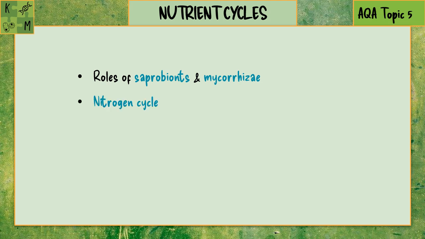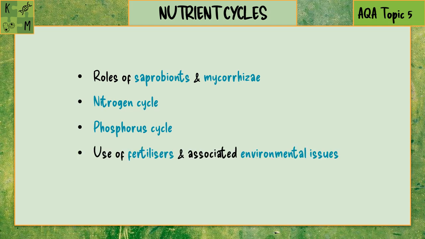Hi everyone, today we'll look at nutrient cycles from AQA topic 5. So within this section, we'll start off with looking at the role of saprobionts and mycorrhizae. We'll then move on to the nitrogen cycle, the phosphorus cycle, and we'll end with the use of fertilisers and the environmental issues that are associated with them.